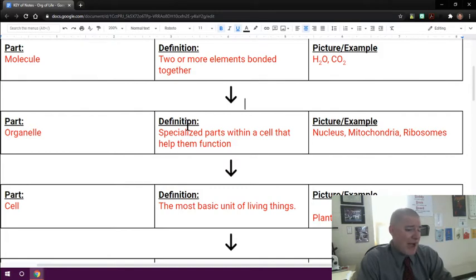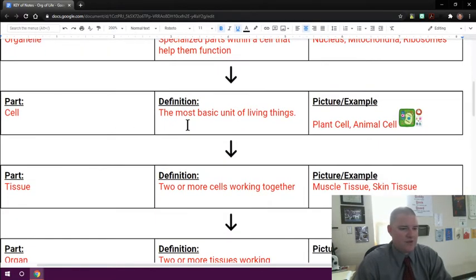The organelle by itself is still considered non-living because you need a bunch of organelles together in order to make a cell, and the cell is going to be the first unit of our living realm, which gets us into our next part here. We've got our cell. It is the most basic unit of living things.